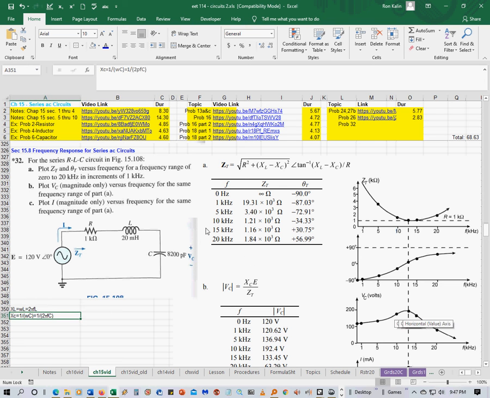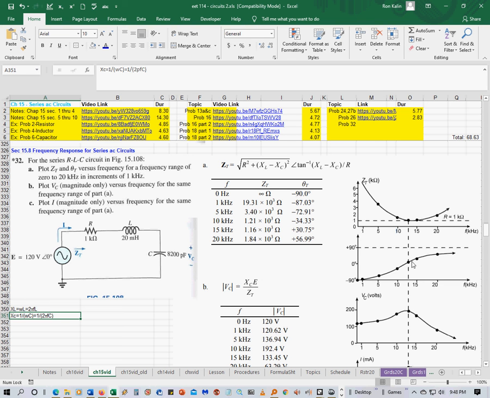So when f is equal to 0, X sub L ends up equaling 0, but X sub C goes to infinity. So when you take 0 minus infinity and square it, and then take the square root, it's going to be infinity. When you do the math of theta t, it ends up equaling 90 degrees, or minus 90.